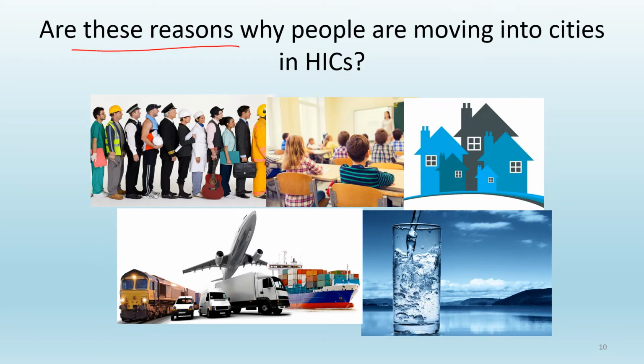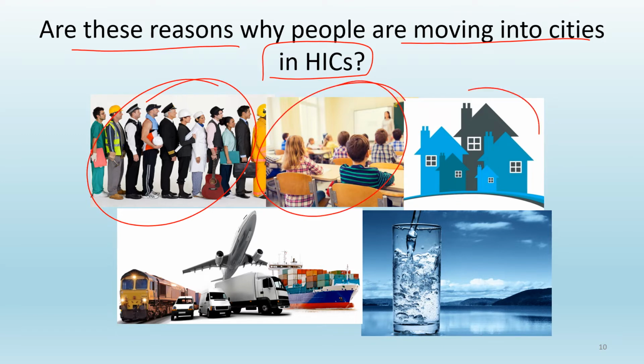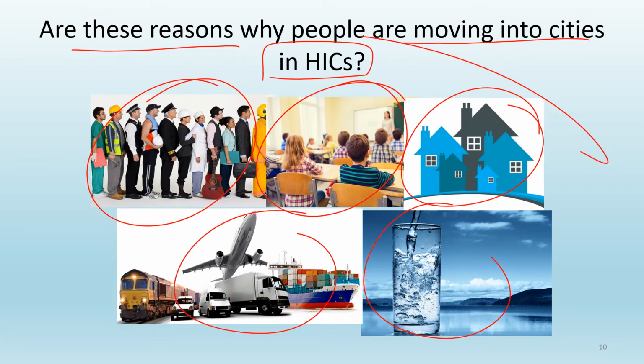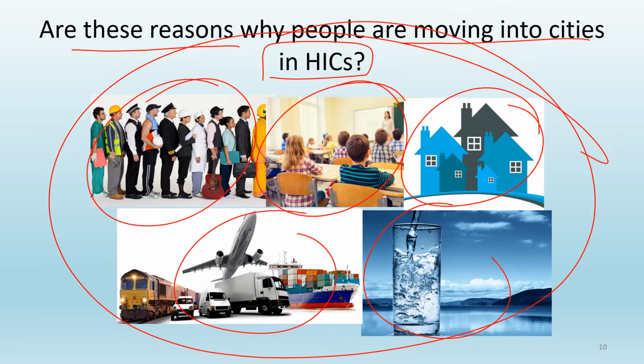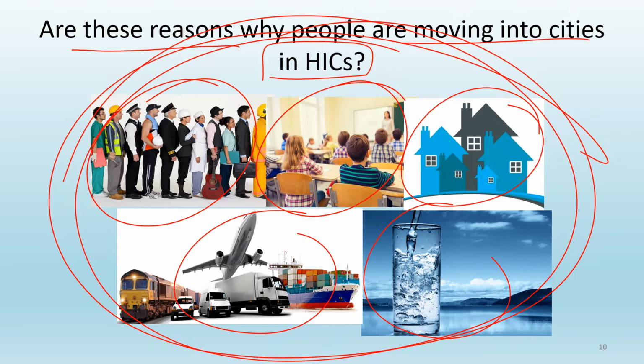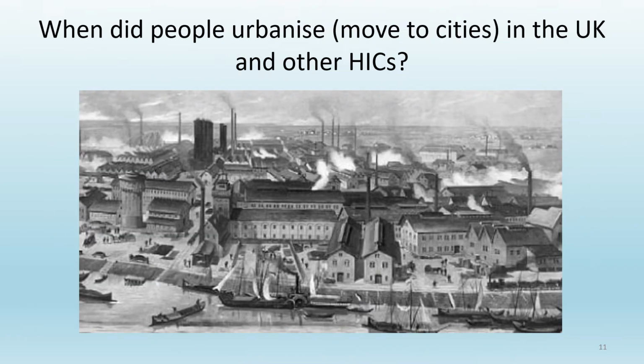Are these the reasons, though, why people are moving into cities in HICs like our country? No, people don't move to cities for jobs in this country. People don't move to cities for better education and better housing and clean water and better transport. We have all of this in rural areas. In fact, we have jobs, education, healthcare. All of these things exist all around our country, which is why people are no longer moving to cities in HICs. We actually moved to cities back in the 1800s, during the Industrial Revolution.